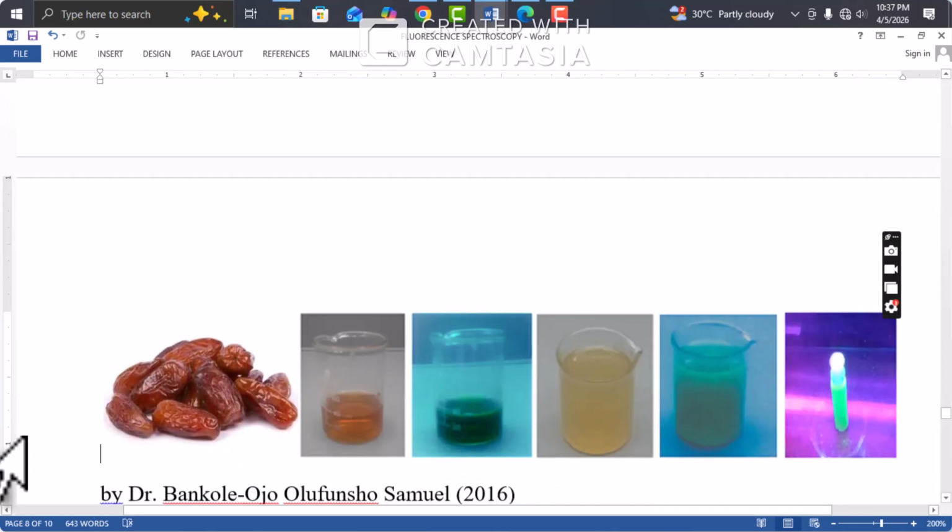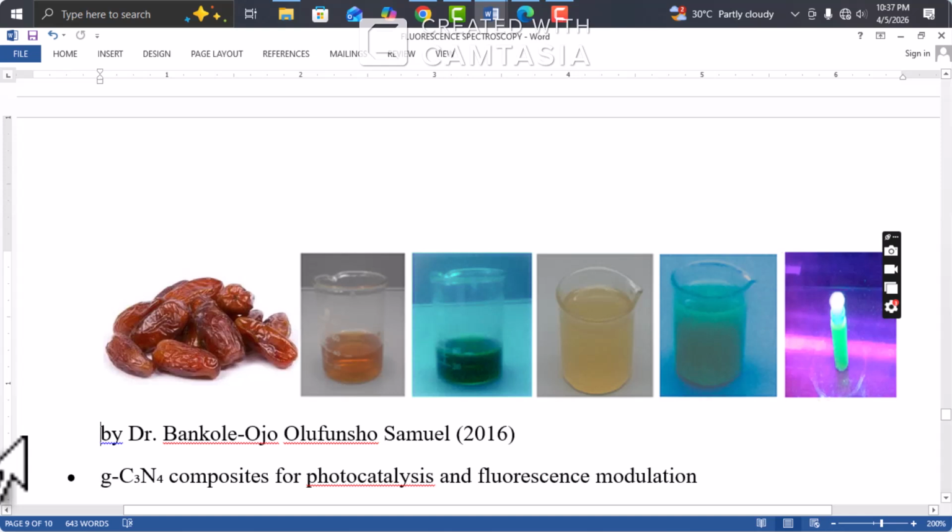This is work I did some years ago where I produced carbon quantum dots from, I'm sure you know this fruit, this is date fruit. Okay, so this is the juice. This is the carbon quantum dot I produced. Under white light, this is how it looks. Under UV light, this is how it looks. Under a stronger UV light, you can see it's green, very green. It glows green, and I produced it from this. So this is work I've done. You can see some of this online.